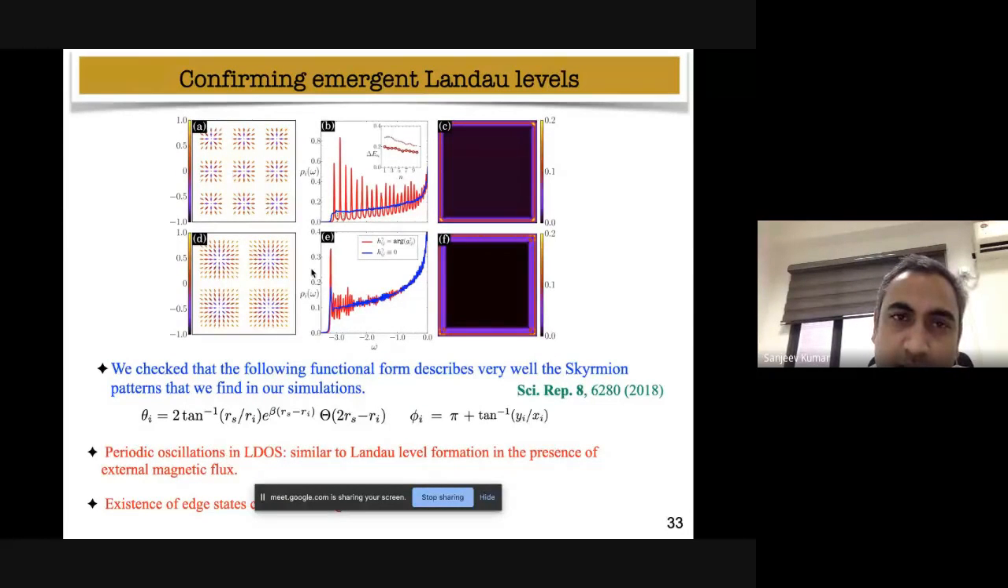Essentially, if the Landau level physics is emergent in such objects, and that is actually experimentally also seen, skyrmion systems show this anomalous Hall effect, which means Hall effect without applying magnetic field and without having magnetization in principle. And that is confirmed in our calculations as well.